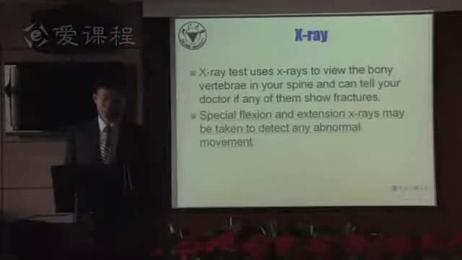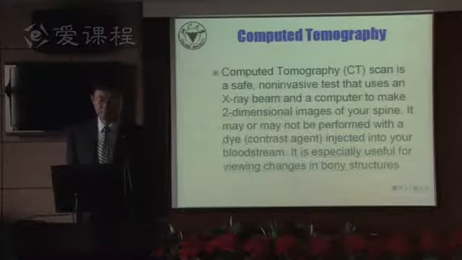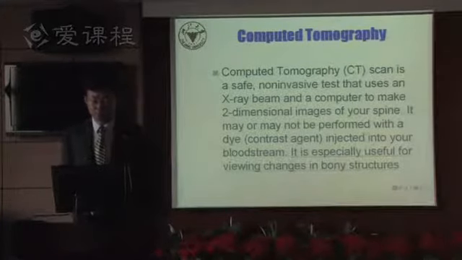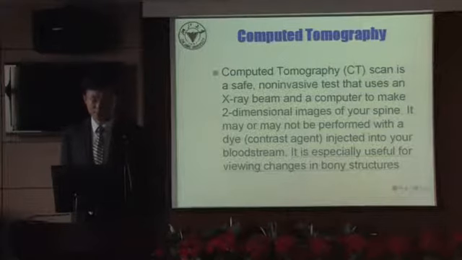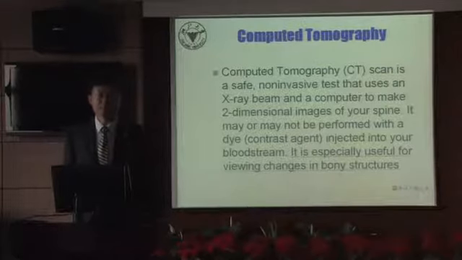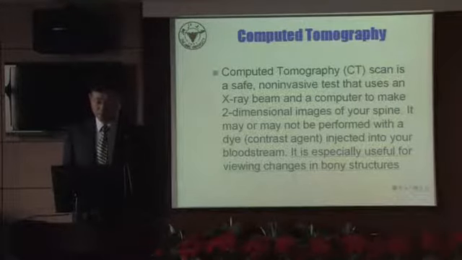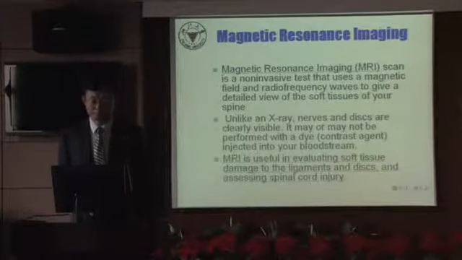X-rays. Special flexion and extension X-rays may be taken to detect any abnormal movement. Computed tomography. A CT scan is a safe, non-invasive test. It uses an X-ray beam and a computer to make a two-dimensional image of your spine. It may or may not be performed with a dye injected into your bloodstream. It's especially useful for viewing changes in bony structures.